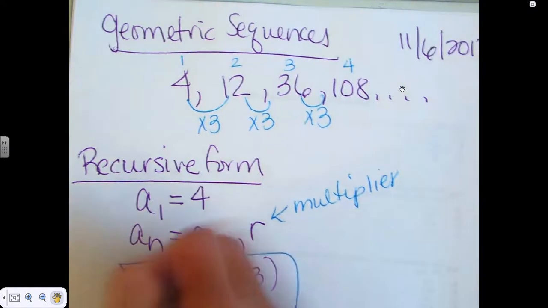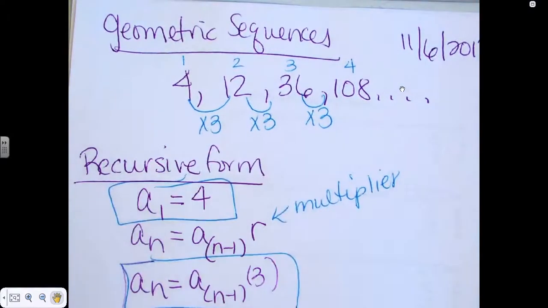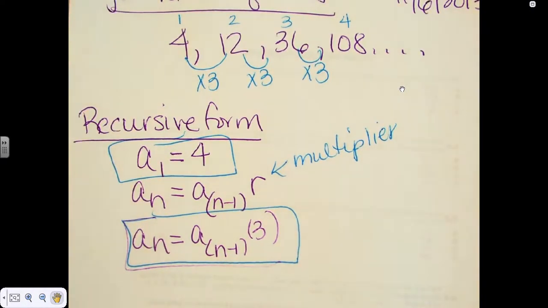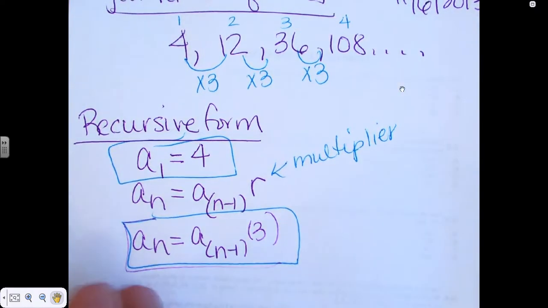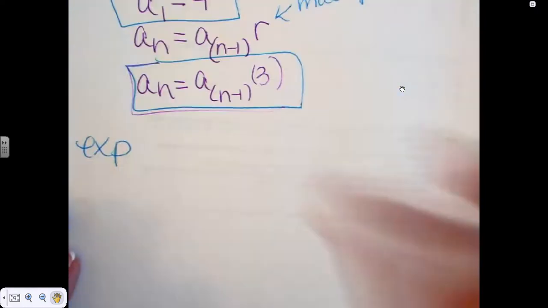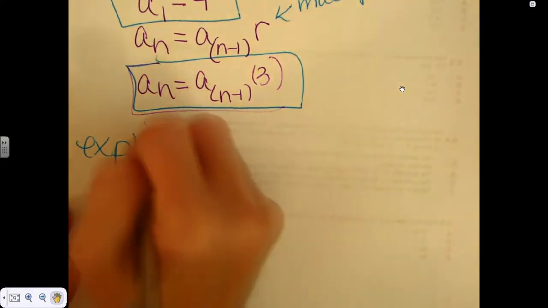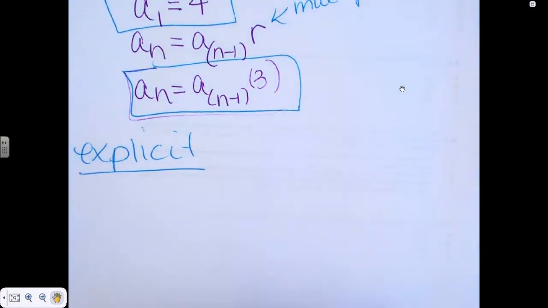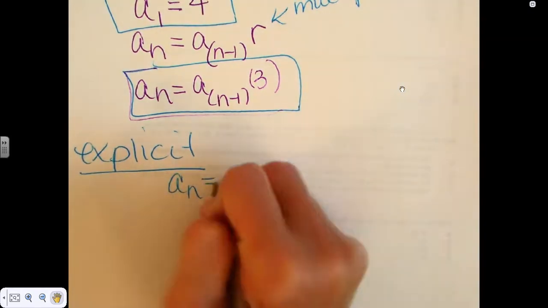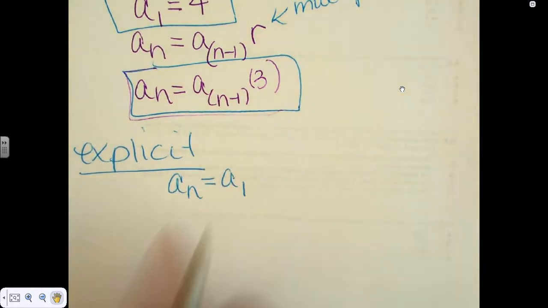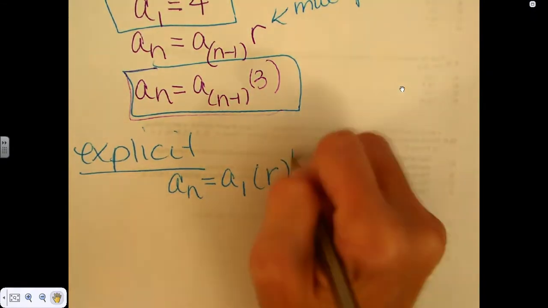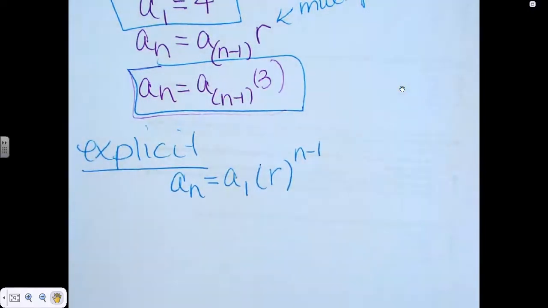So these two make up your recursive form. Okay, so my explicit is going to be one equation or one statement, just like yesterday. And the general form is this: a sub n, which is the value, is equal to a sub 1 times my multiplier raised to the n minus 1.